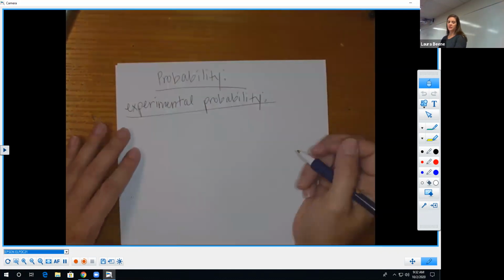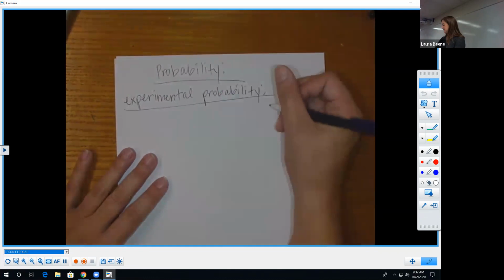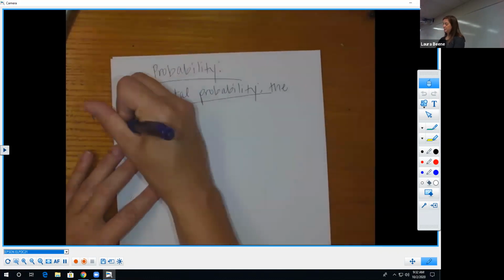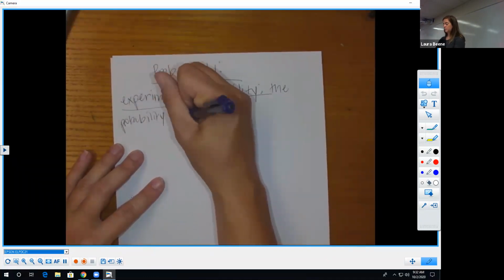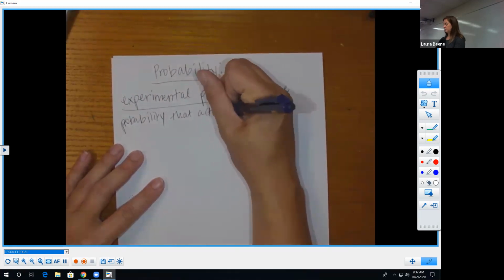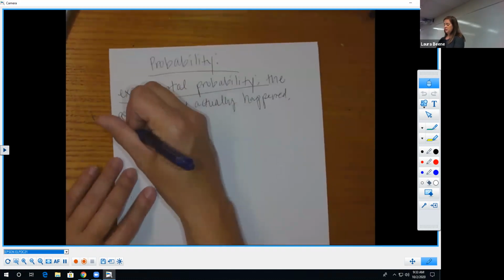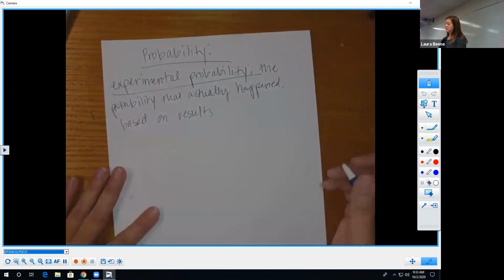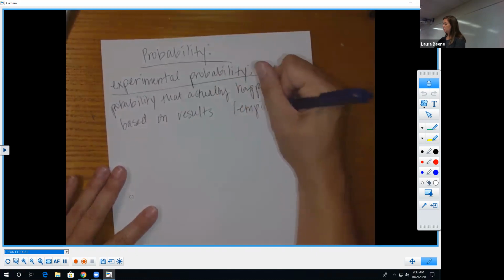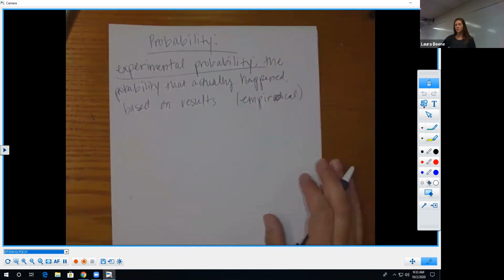Okay, so experimental probability is what actually happened, okay? So it's the probability that actually happened in an experiment. So this is based on the results of your experiment. Okay, and this is also sometimes called empirical probability. I spelled that wrong. Empirical probability.